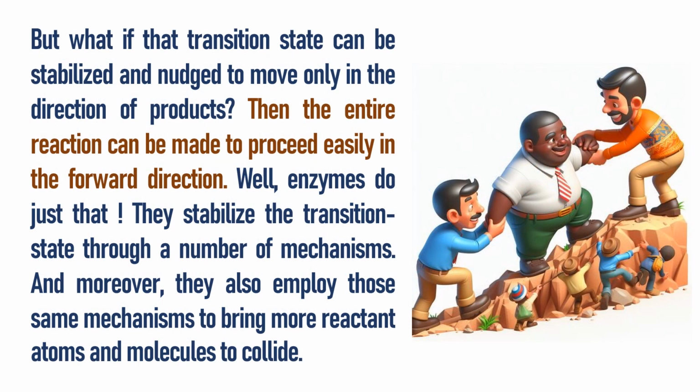But what if that transition state can be stabilized and nudged to move only in the direction of product formation? The entire reaction can then be made to proceed easily in the forward direction. Well, enzymes do just that. They stabilize the transition state through a number of mechanisms, and moreover, they also employ those same mechanisms to bring more reactant atoms and molecules to collide.